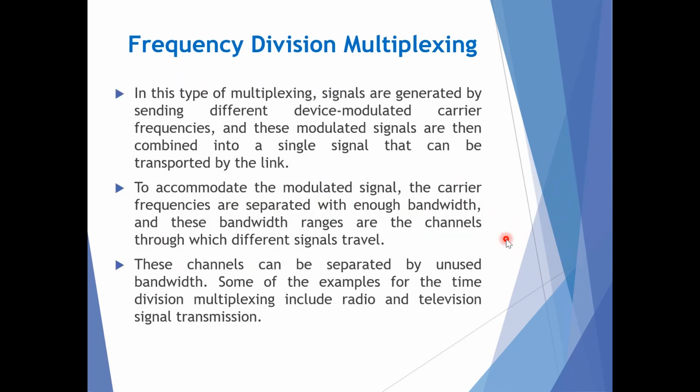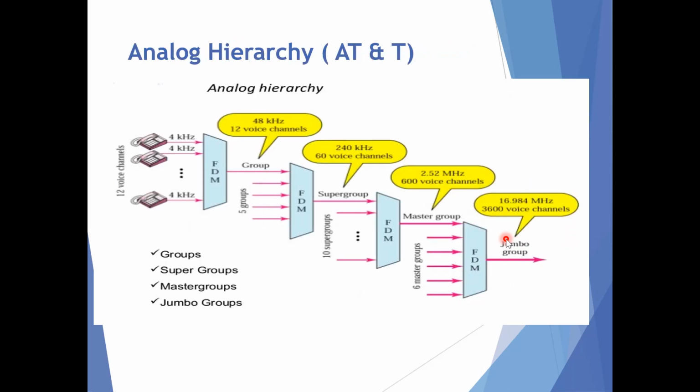In this type of multiplexing, signals are generated by sending different device modulated carrier frequencies, and these modulated signals are then combined into a single signal that can be transported by the link. The channels can be separated by unused bandwidth. Some examples of frequency division multiplexing include radio and television signal transmission.